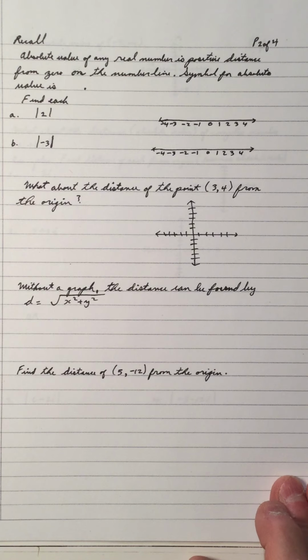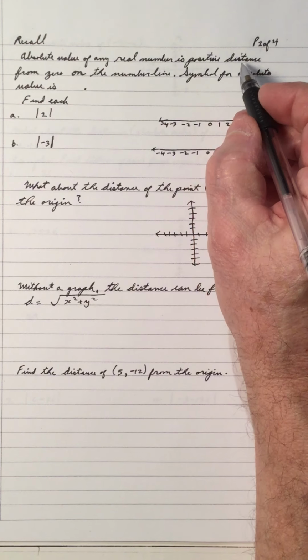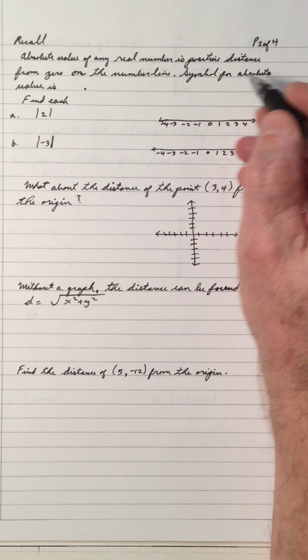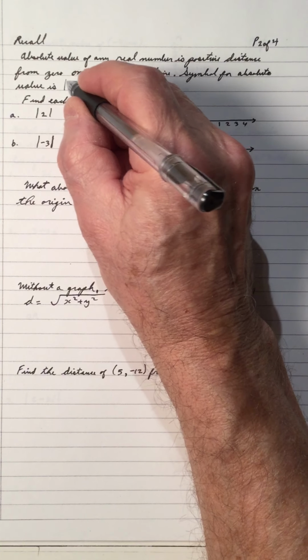Recall, the absolute value of any real number is the positive distance from zero on the number line. The symbol for absolute value is the two strokes.